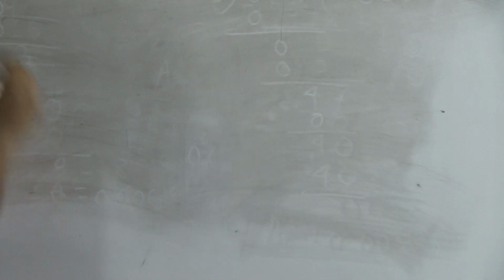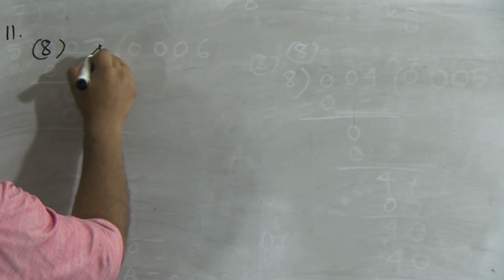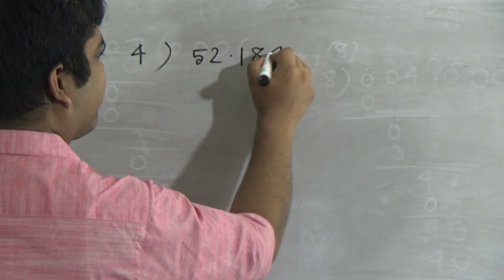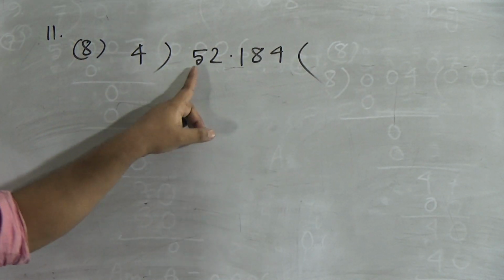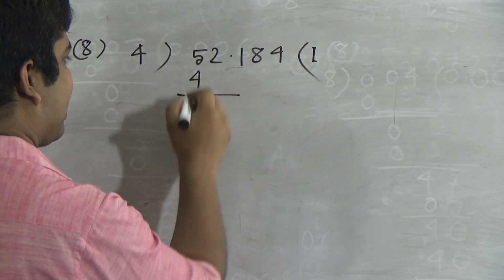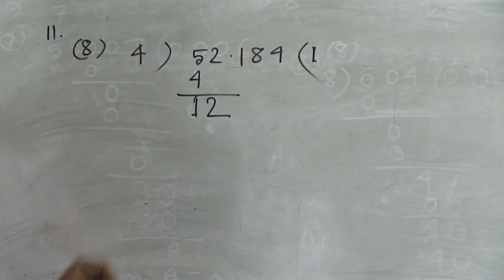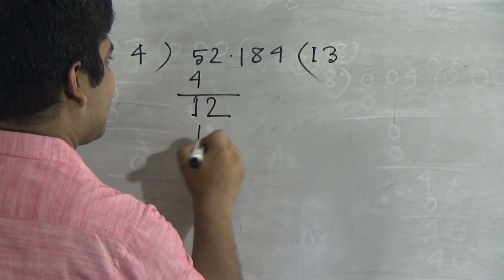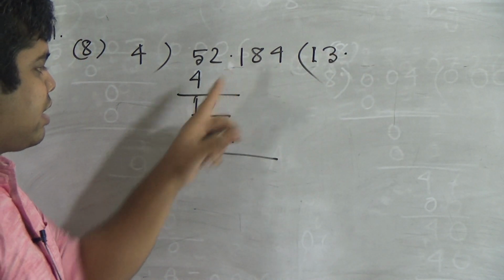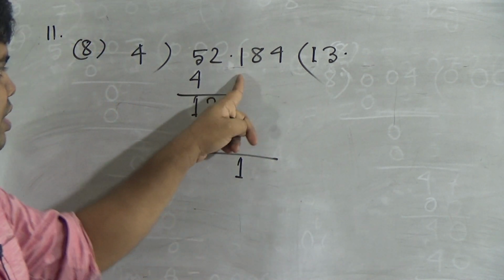Question number 11 is a number question. 4 is the divisor here and 52.184 is the dividend. In 5, 4 goes in 1 time, 4 ones are 4, and we subtract and get 1. This 2 is placed here. In 12, 4 goes in 3 times, that means 4 3s are 12, and for this point we write a point here, and we know one single digit is written here.